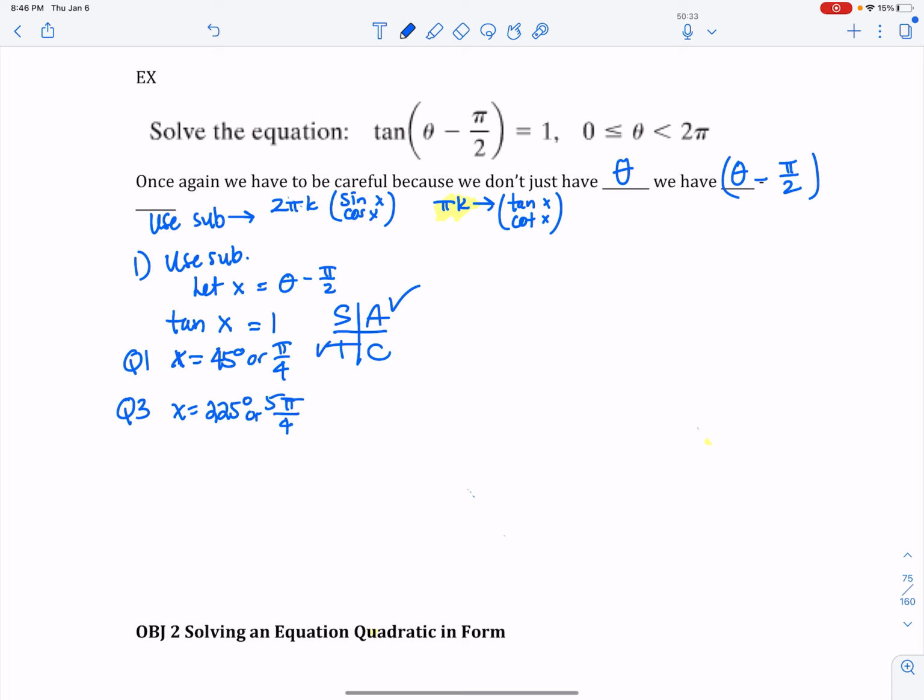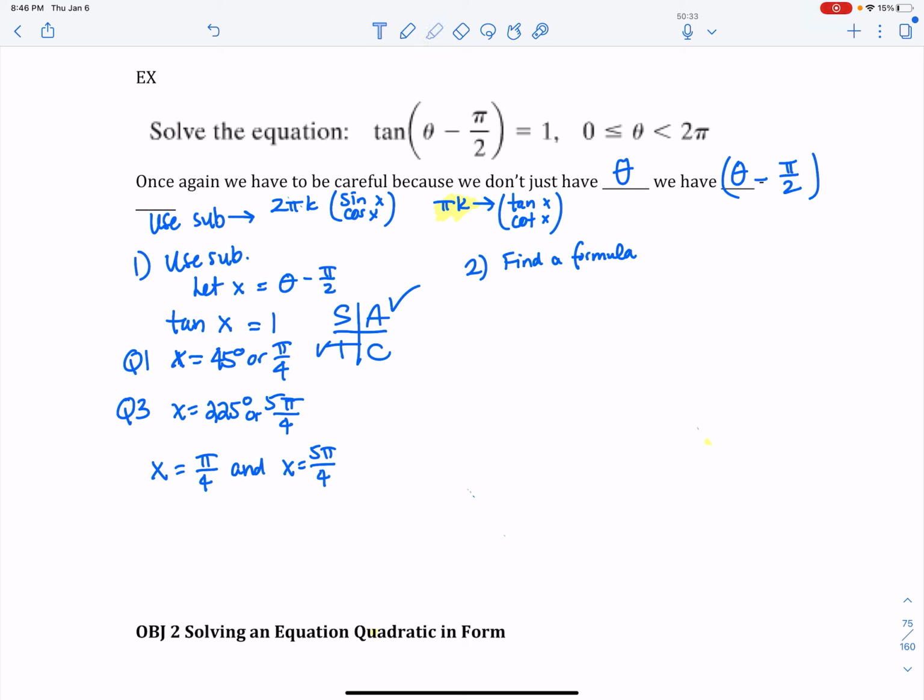And once again, I got these values off the unit circle, or you might have them memorized, or you can use the triangles and just move those values into the appropriate quadrants. Okay, so I have these two answers, but remember, it's in x. So x equals pi over 4, and x equals 5 pi over 4. So my second step is to find a formula, so that I can get my answers.